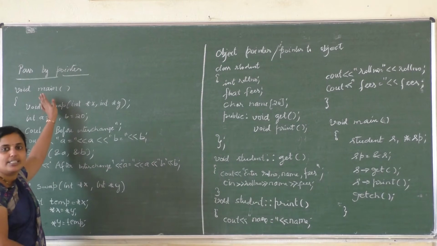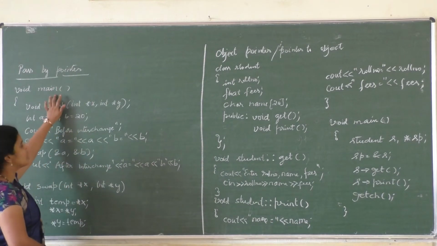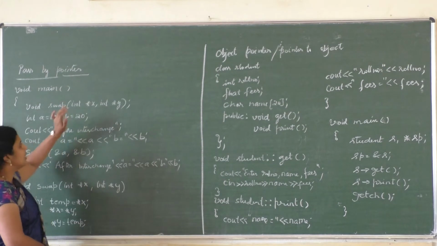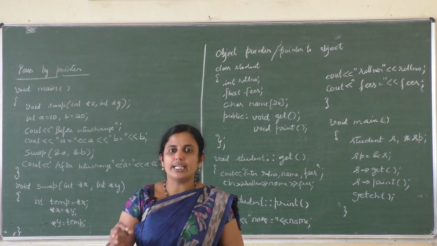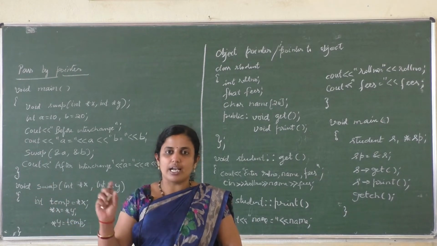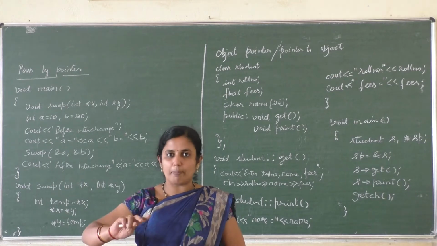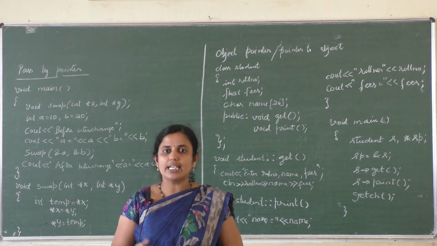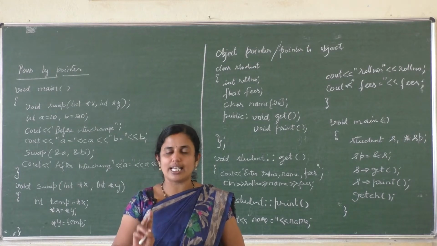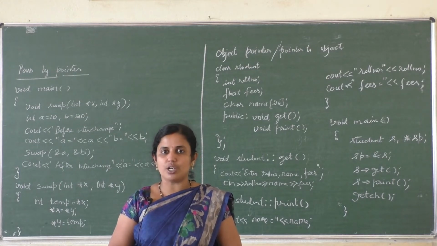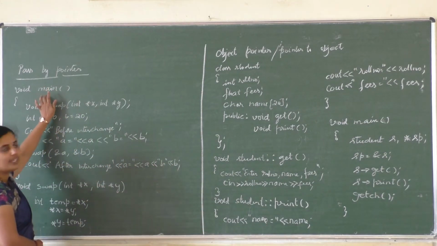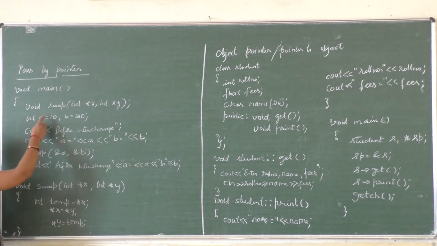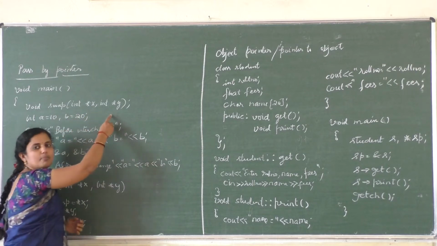I have considered a very simple example for the pass by pointer method. This is the same example that we studied for pass by reference, but with only a few changes. This is a program to swap or interchange the values of a and b. We are considering two variables a and b, and we interchange their values. We'll consider here void main, the main function. In the main function we have written void swap(int *x, int *y).